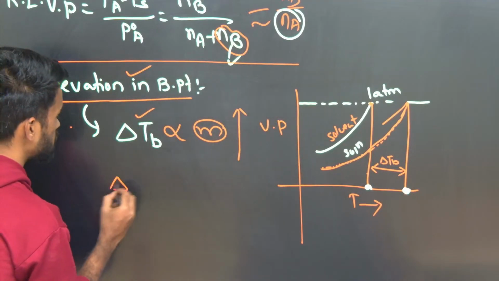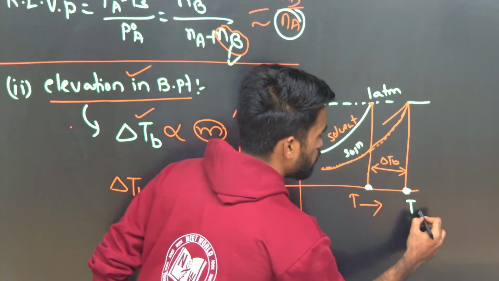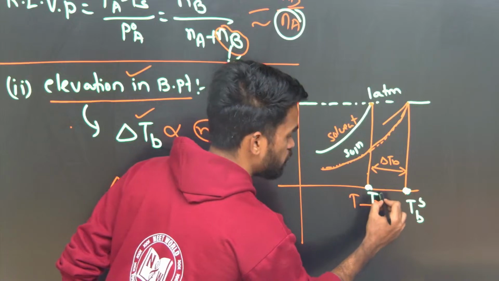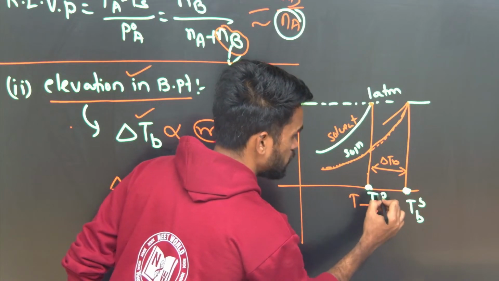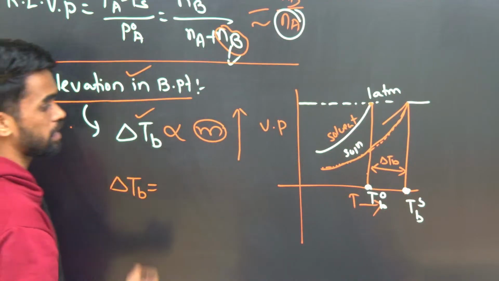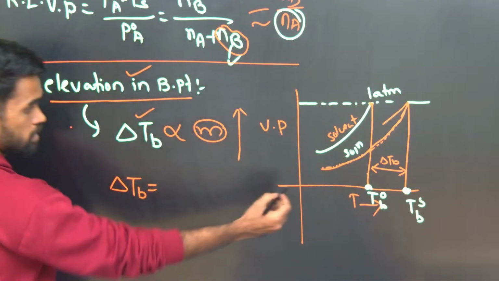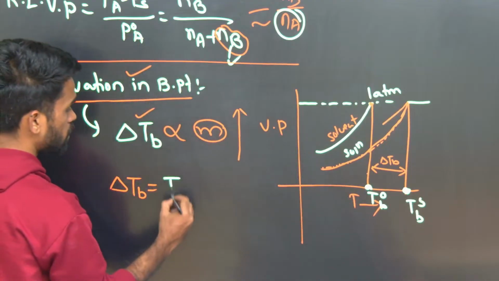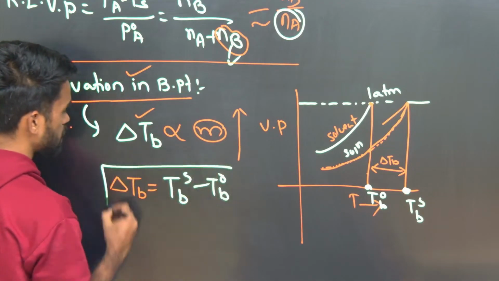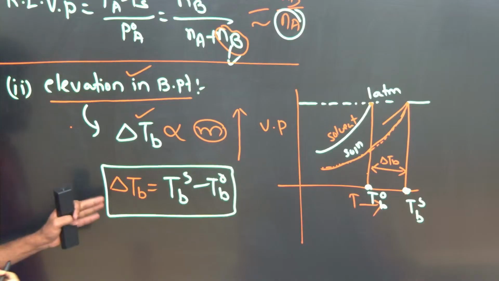So how can you write this delta Tb? It equals TBS, the boiling point of the solution, minus T0B, the boiling point of the pure solvent. T0B indicates the boiling point of the pure solvent and TBS is for the solution. Just take the difference of both, TBS minus TB0. This is the elevation in boiling point formula.